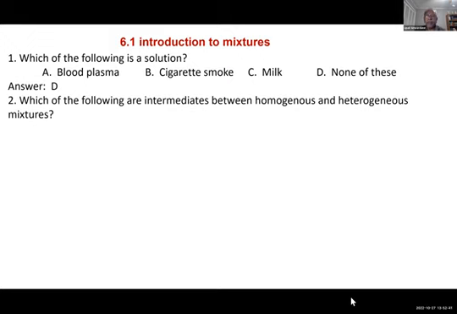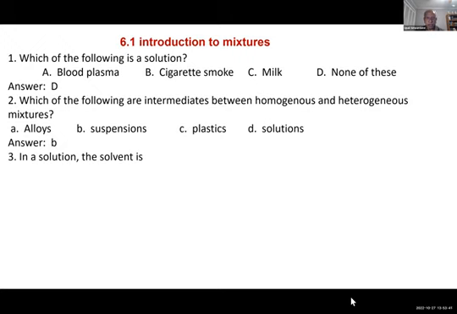Which of the following is intermediate between homogeneous and heterogeneous mixtures? Heterogeneous mixtures are one extreme. Homogeneous is another extreme. Homogeneous mixtures are uniform throughout. Heterogeneous mixtures have different composition. So in between are suspensions. Alloys are homogeneous mixtures. Solutions are homogeneous. Plastic could be homogeneous or heterogeneous. But suspensions have solute particle size greater than 100 nanometers. Their particle size is greater than colloids. So suspensions are in between the homogeneous and heterogeneous boundary. That's why it's called intermediate between homogeneous and heterogeneous.